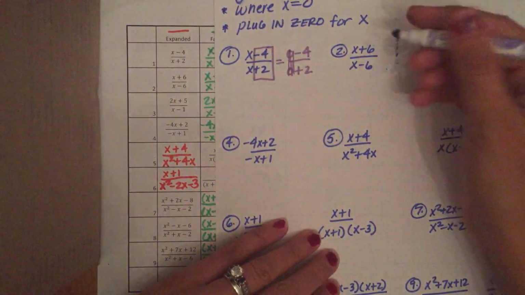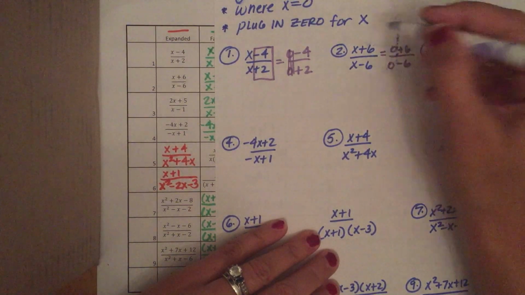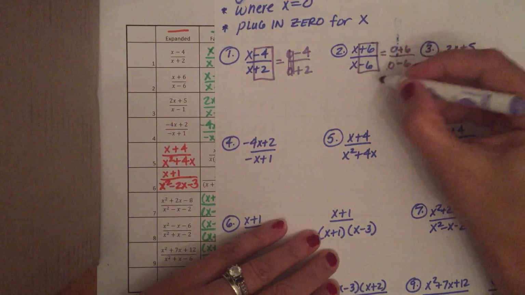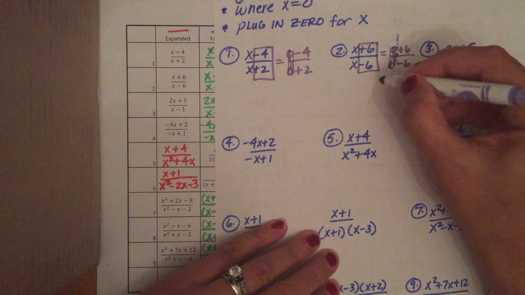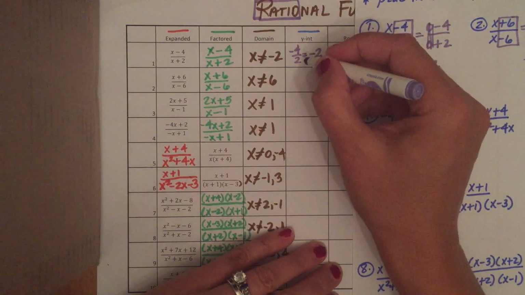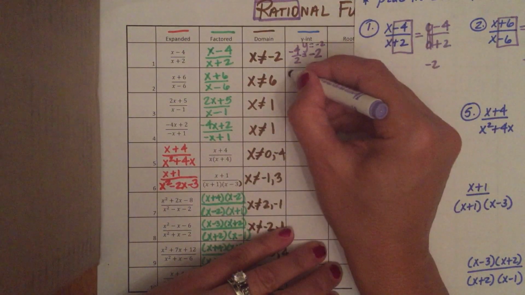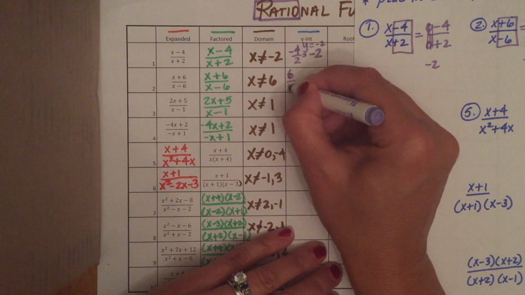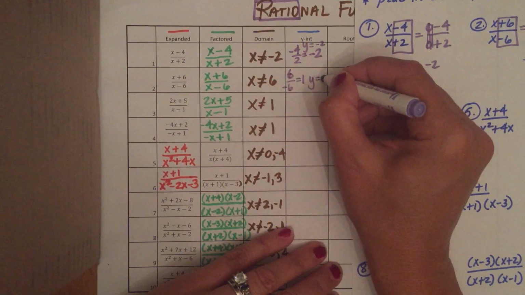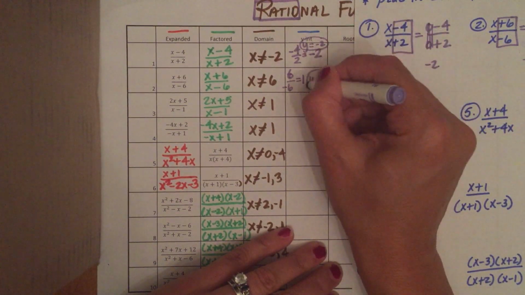So let's look at number 2. If I were to plug in 0 for x, I would have 0 plus 6 on top, 0 minus 6 on the bottom. Remember I told you your shortcut is to look at the last two constants. So it would be 6 over -6, which is -1. So y equals 6 over -6, so -1, so that you can see it. And I'll circle the y-intercept.